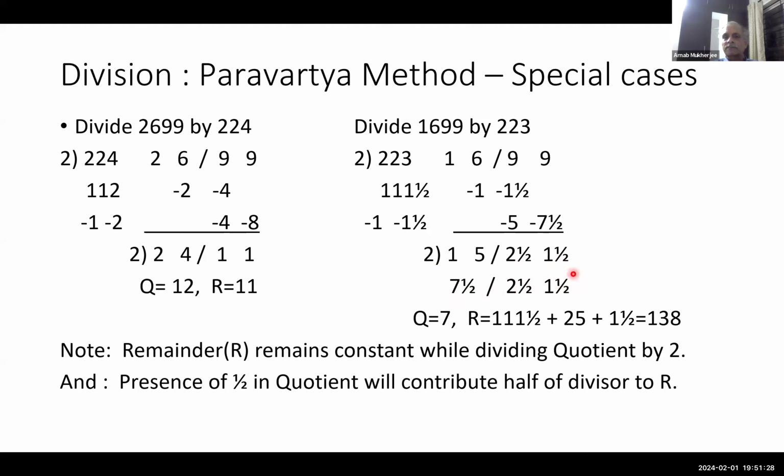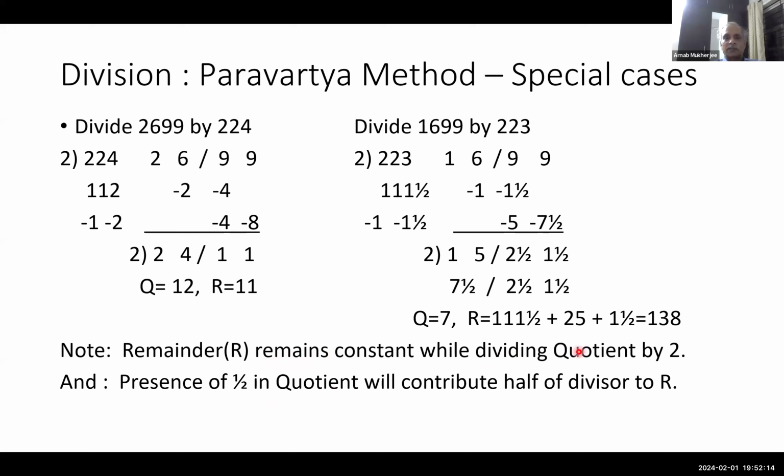But how to interpret this? It is like this. The quotient is 7 actually. But this half in the quotient actually becomes half of this. So the remainder will contribute 111.5. But 223 divided by 2, 223 into this half is this one. And 2.5 in the tens place actually is 25. 20 plus this half into it becomes 5 to 25. And this plus this 1.5. If you add up all these things, it becomes 138. So 7 becomes my quotient, and 132 is my remainder.